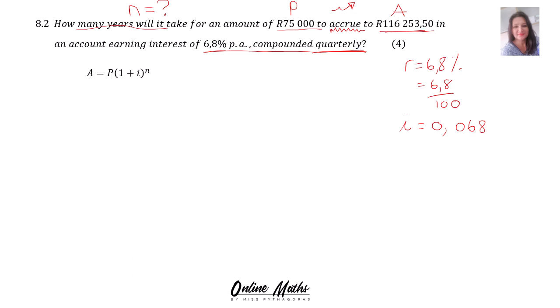But now there's a problem. Because of this compounded quarterly, that means you have to adjust your I and you have to adjust your n. And how do we do that? Inside the formula, your I will be divided by 4 and your n will be multiplied by 4. So this is now compensating for compounded quarterly. And then you substitute the values into the formula.